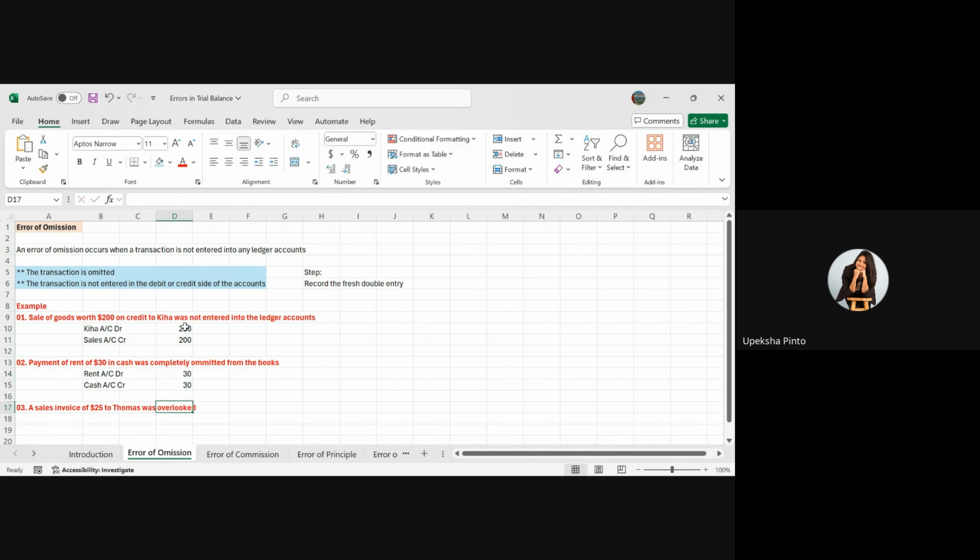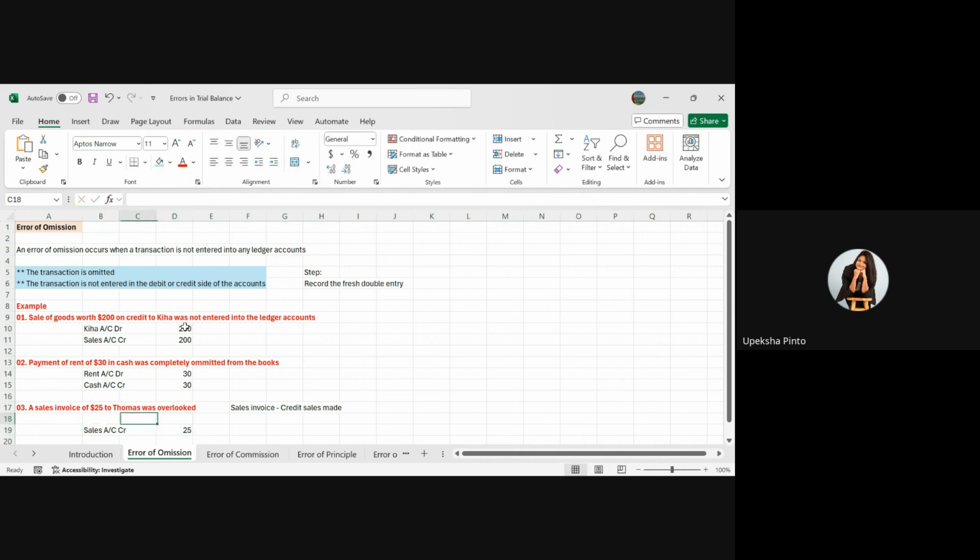Just the normal double entries. A sales invoice of 25 for Thomas was overlooked, right? So what do you mean by sales invoice? It is referring to the credit sales made. So in that case, they are telling us indirectly that there was a credit sale made to Thomas, which is not recorded. Same as the first one, sales is an income, so the sales account is credited by 25.